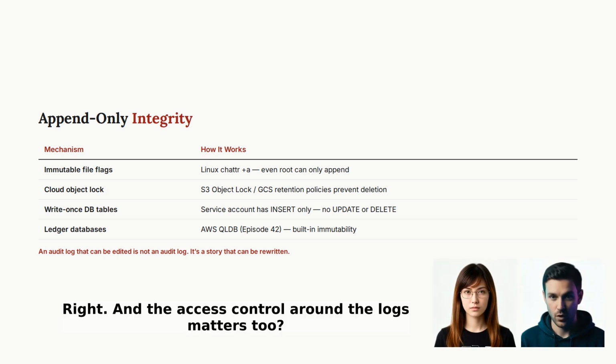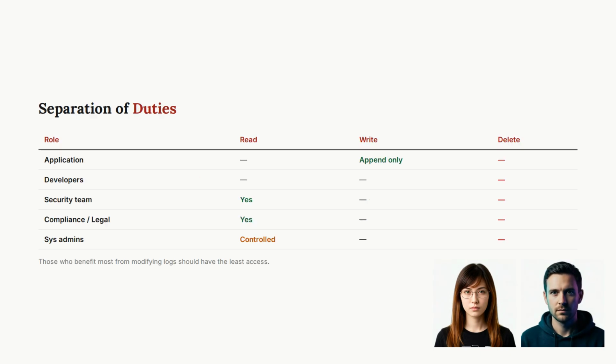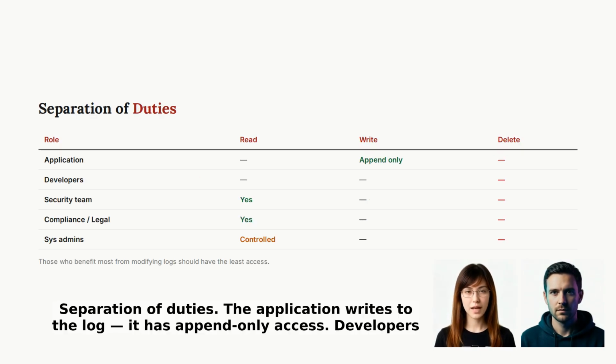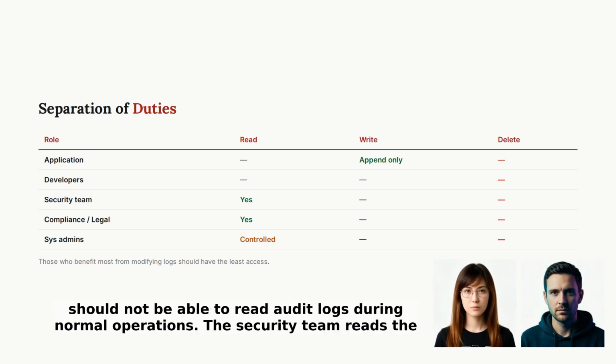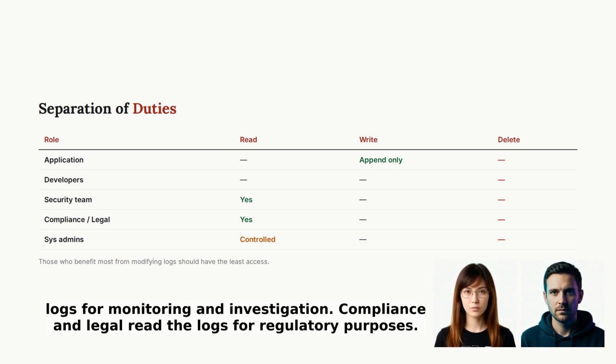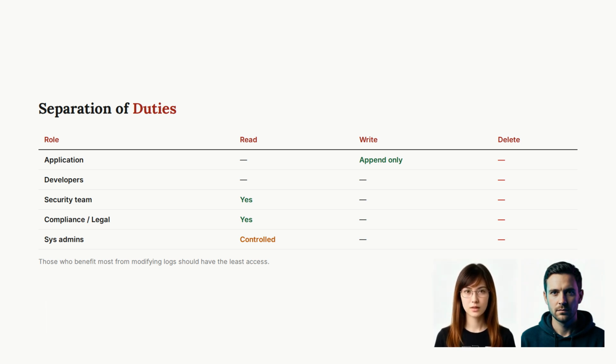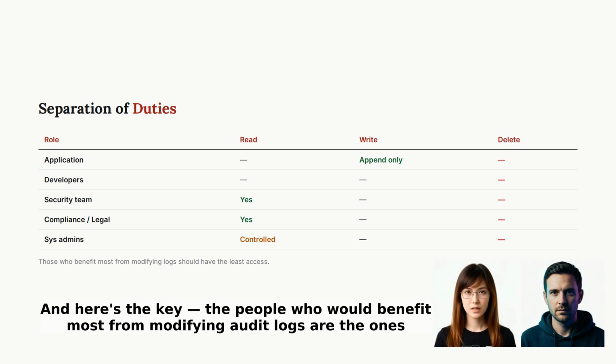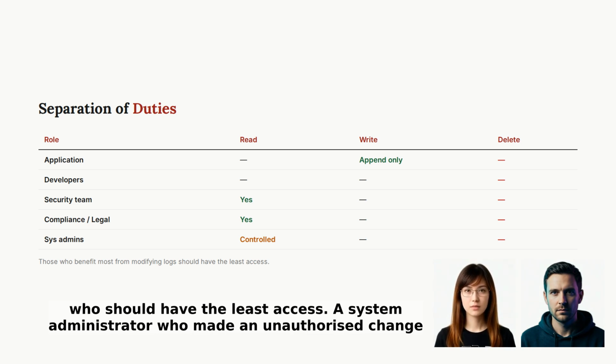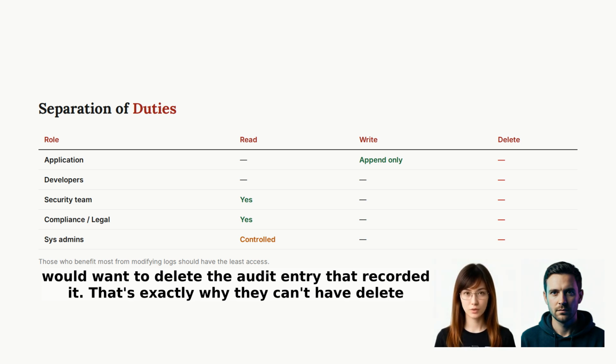And the access control around the logs matters too. Separation of duties. The application writes to the log. It has append-only access. Developers should not be able to read audit logs during normal operations. The security team reads the logs for monitoring and investigation. Compliance and legal read the logs for regulatory purposes. And here's the key. The people who would benefit most from modifying audit logs are the ones who should have the least access. A system administrator who made an unauthorized change would want to delete the audit entry that recorded it. That's exactly why they can't have delete access.